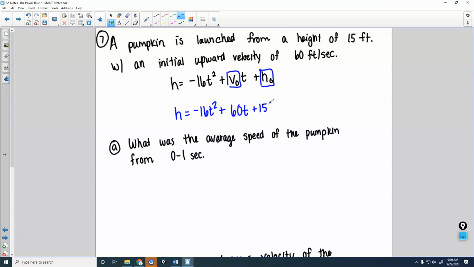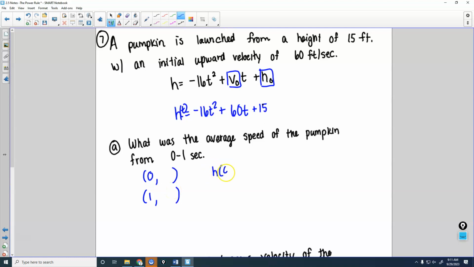Okay, so if they ask for the average speed, and actually I'm going to call this h of t. It's just easier notation-wise if we call it h of t. If they ask for the average speed of the pumpkin from 0 to 1, then what we would do for that is that would be the slope through the endpoints, right? 0 something and 1 something, right?